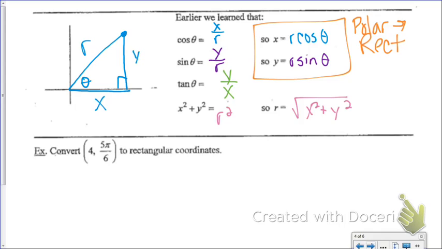So now we're actually going to take an example. Oh, sorry, I forgot to tell you guys, those last numbers, those are how we go the other way. That's how we go from rectangular to polar.